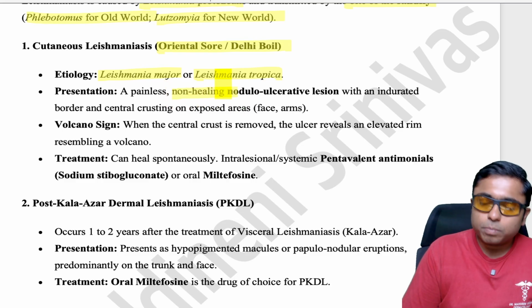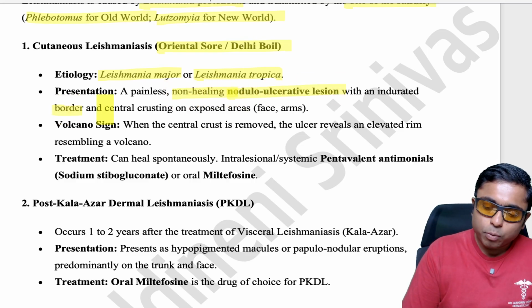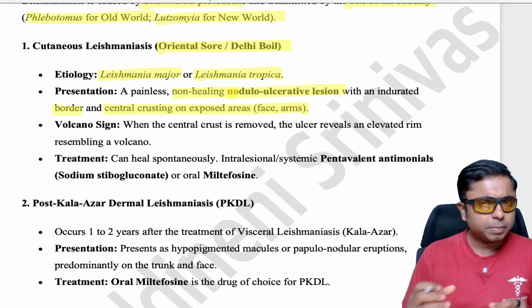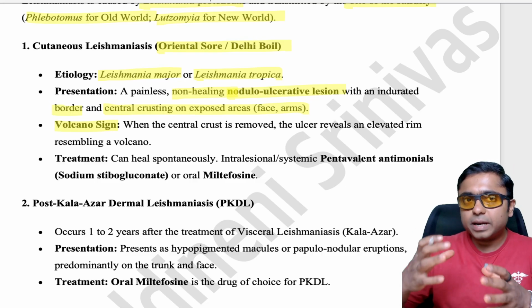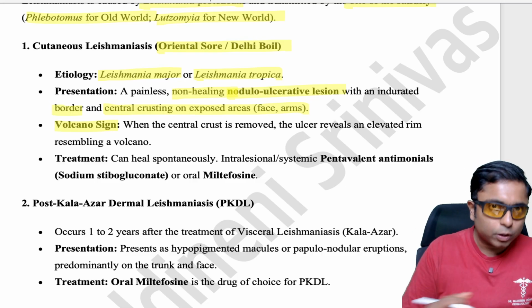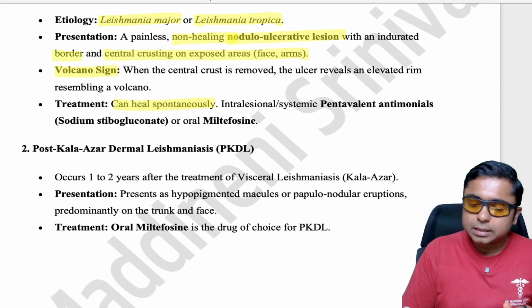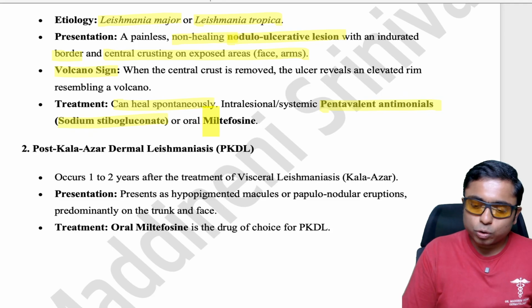Presentation is going to be in the form of a non-healing nodulo-ulcerative lesion with an indurated border and central crusting on the exposed areas of the body. Very characteristic presentation. In fact, the ulcer at the center and the raised margins at the periphery will look like a volcano, so this is also called the volcano sign. Treatment: usually it can heal spontaneously, but we can use pentavalent sodium stibogluconate and miltefosine as treatment.